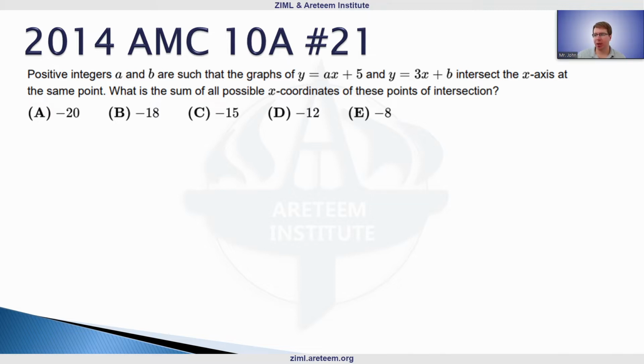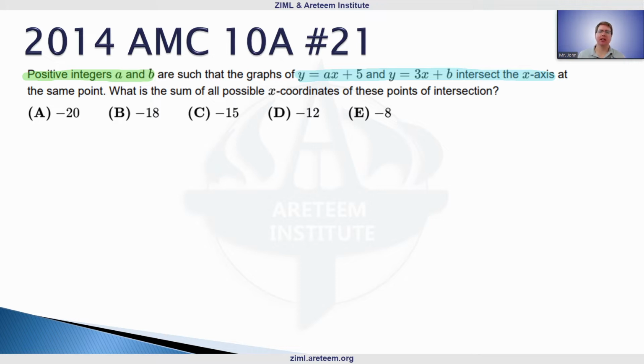So we have positive integers A and B. That's something we'll need to keep track of later. And this is such that these graphs intersect the x-axis at the same point. What's the sum of all the possible x coordinates at the end? So we'll need to keep that in mind. But just to start, positive integers A and B will come into play a little bit later.